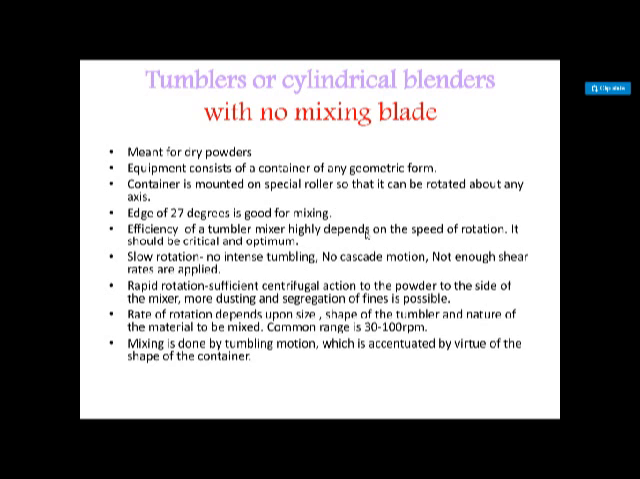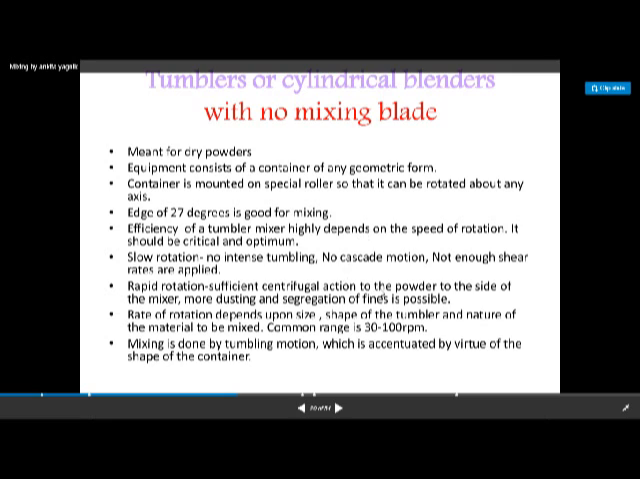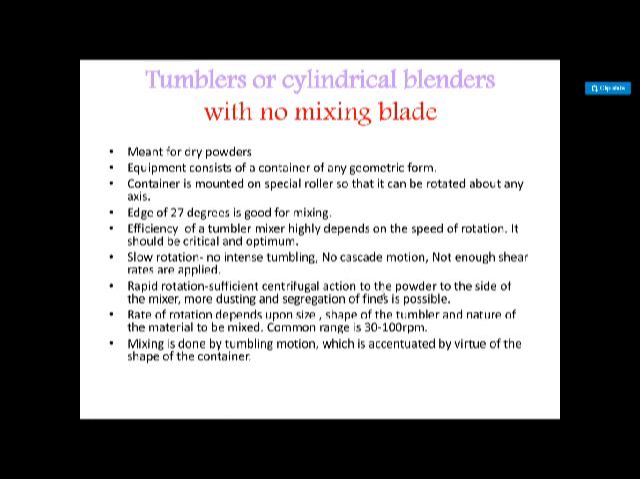If the rotation speed is very slow, then there will not be tumbling action. No intense tumbling action, no cascading motion will be there, and not enough shear rates are applied, so there will be no proper mixing. And if the speed is very high, with rapid rotation, there is sufficient centrifugal force to push the powder to the side of the mixer, and there will be more dusting of the powder and segregation of the fines. Particles convert into fines, and there will be segregation because of the very high speed, because centrifugal force will act more in that case.